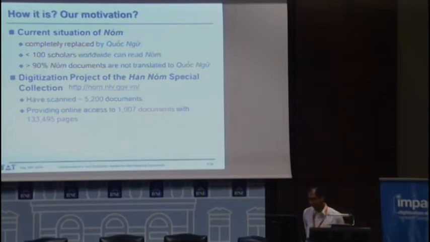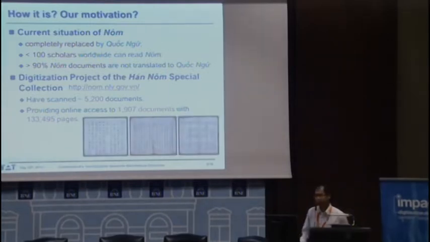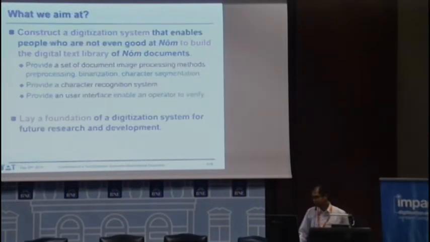And this is a project between the National Library of Vietnam and the Vietnamese Nom Foundation. They have scanned about 5,000 documents, the most valuable ones, and are providing online access to 2,000 documents. And there are some examples of these documents. There are many layouts, and they are either printed or handwritten documents.